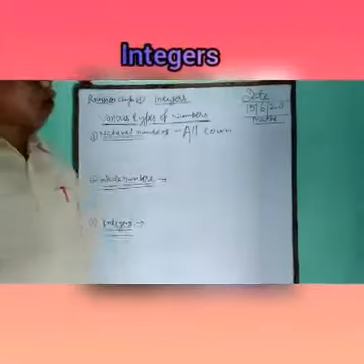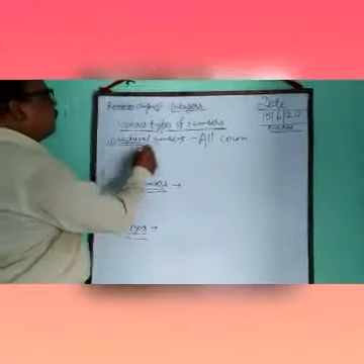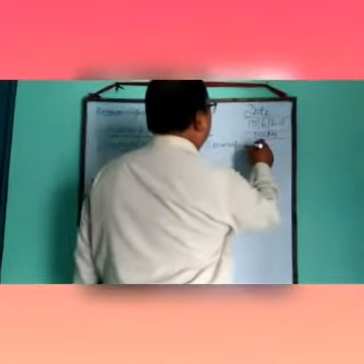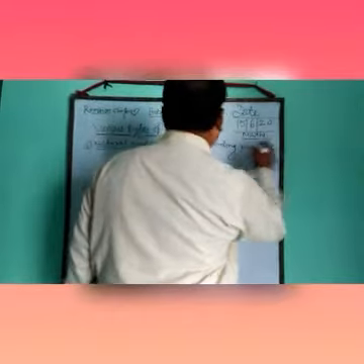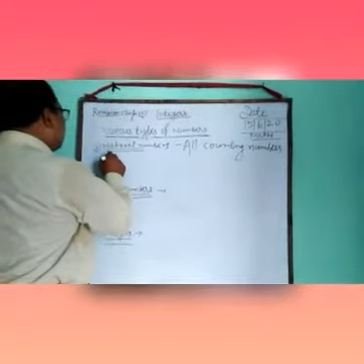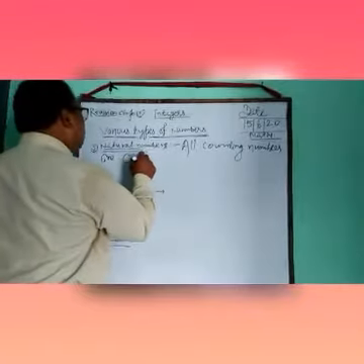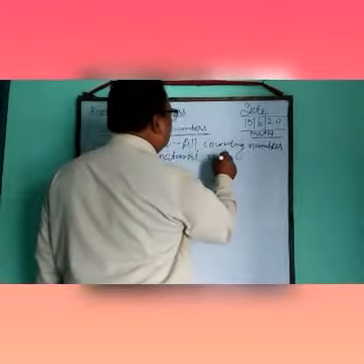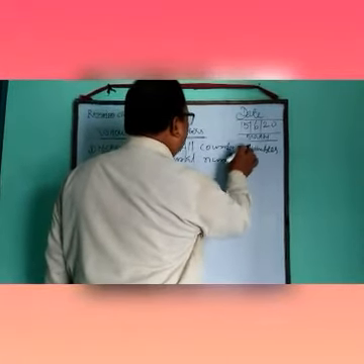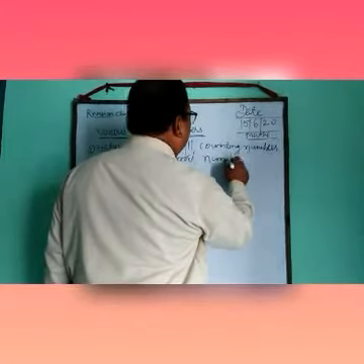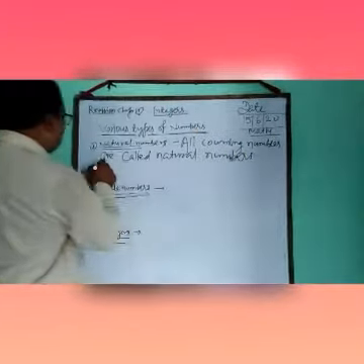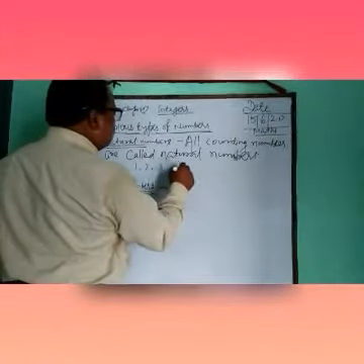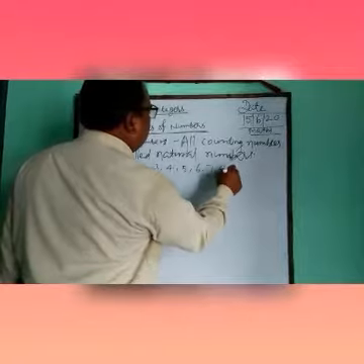There are various types of numbers. First, natural numbers, or counting numbers, are called natural numbers. Example: 1, 2, 3, 4, 5, 6, 7, 8, and so on.